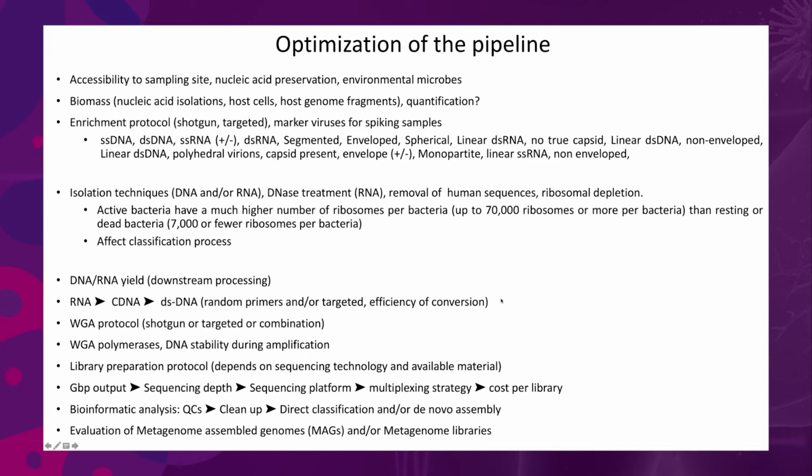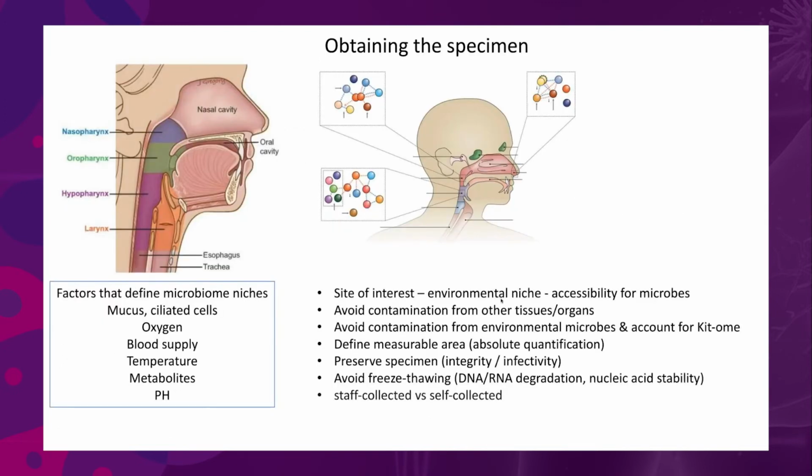So starting from the SOP, what we need to take into account, especially for the respiratory tract, is that we already know from 16S sequencing that different parts of the respiratory tract have different environmental niches. Some factors that define these microbiome niches are the existence of mucus or ciliated cells, oxygen supply, blood supply, the temperature, the existence of metabolites that can act as a substrate for the different bacteria, and of course the pH of the site.